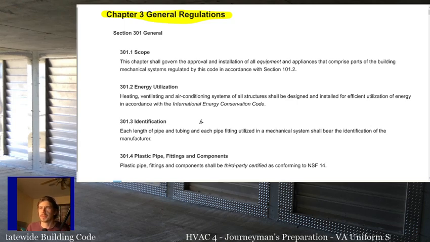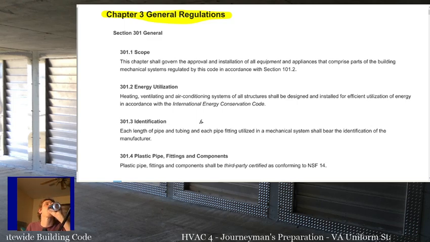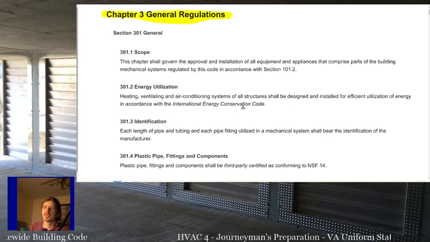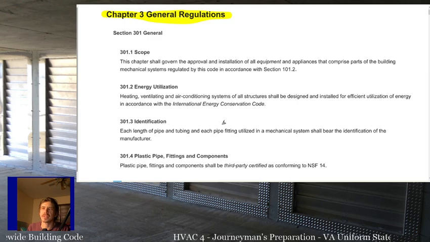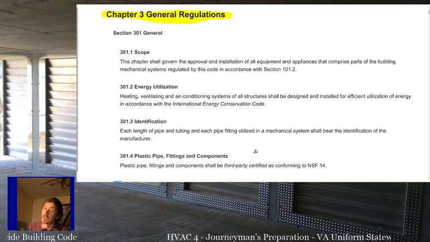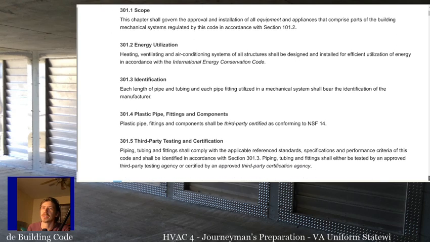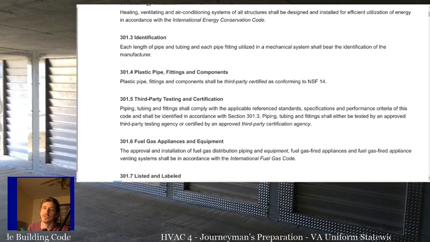All lengths of pipe and tubing in a mechanical system have to bear the identification of the manufacturer. Believe it or not, I've been busting on that on jobs before. If you buy specialty fittings, like some PVC fittings that are fabricated, and they don't put anything on there that bears the identification of the manufacturer, you can't use a fitting if it doesn't bear some kind of identification for the manufacturer, or any pipe. It has to be UL listed and meet standards. So if you don't know where it was made, you can't prove that it meets a standard.